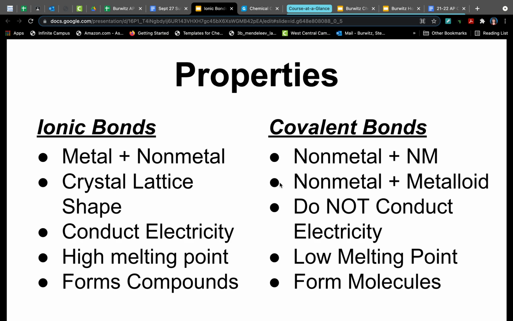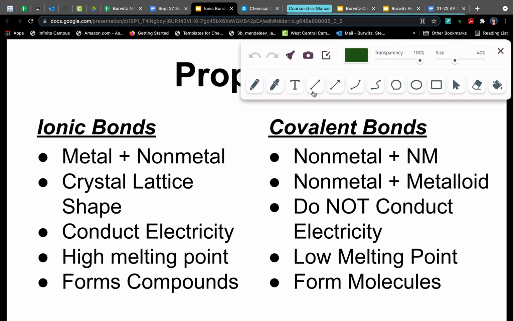Now, properties of ionic bonds. They're always a metal and a nonmetal. A good example of that is NaCl, sodium chloride, or table salt. You've got your metal in sodium and your nonmetal in chlorine. They always have a crystal lattice shape, okay?